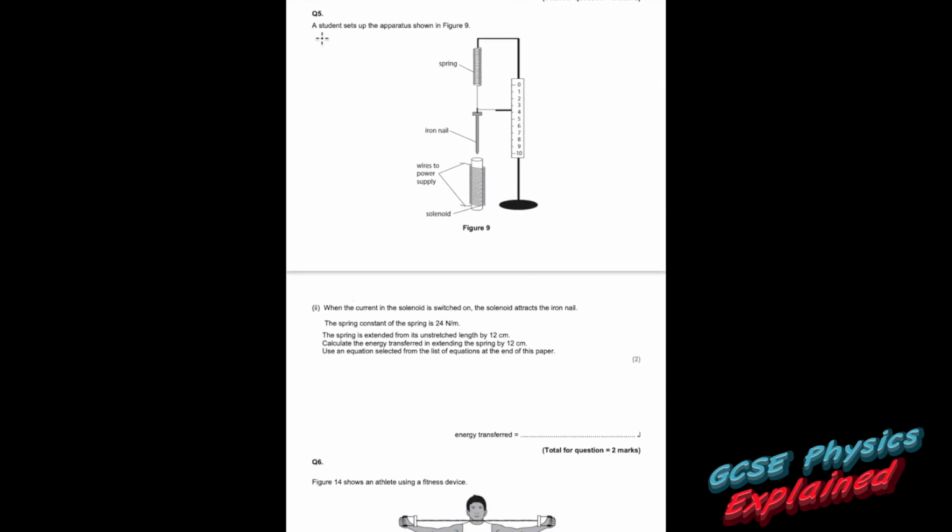Question 5. A student sets up the apparatus shown in figure 9. When the current in the solenoid is switched on, the solenoid attracts the iron nail. The spring constant of the spring is 24 newtons per metre. The spring is extended from an unstretched length by 12 centimetres. Right, we're going to have to convert the centimetres into metres. Let's just do that now.